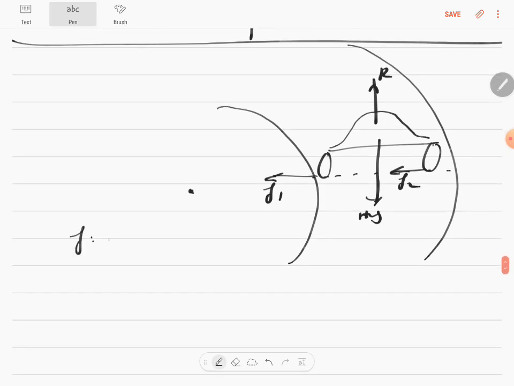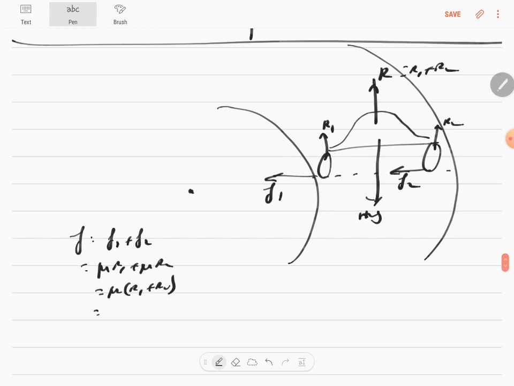The total frictional force is F1 plus F2, which is mu into the normal reaction R1, because one wheel is pressing here, and another wheel gives R2. R is equal to R1 plus R2, the total resultant upward reaction. So mu into R1 plus mu into R2, thus mu into (R1 plus R2). R1 plus R2 itself is mg, since the up vector is equal to the down vector. Therefore, mu into mg is the frictional force.